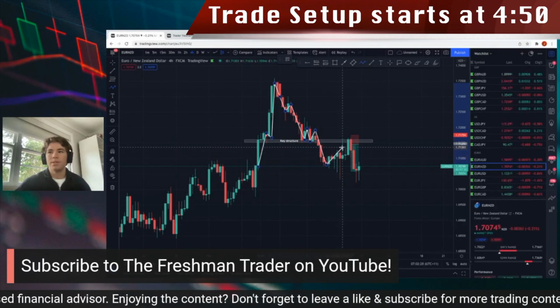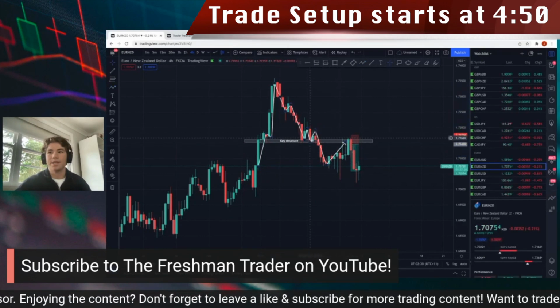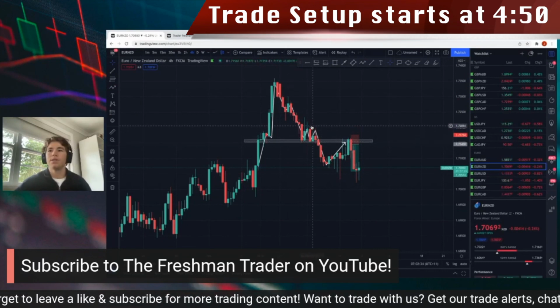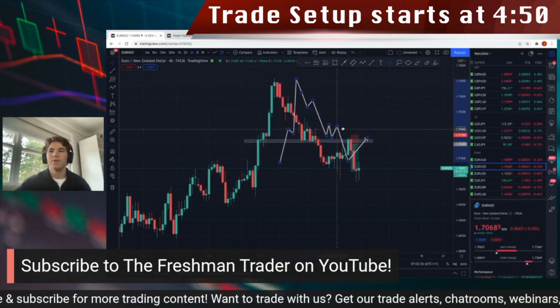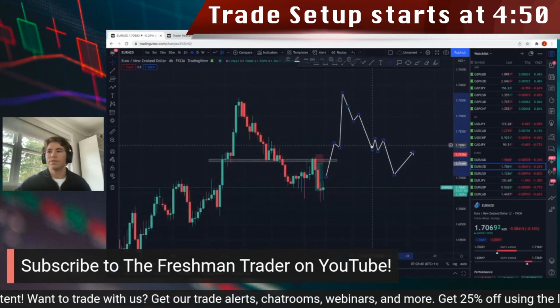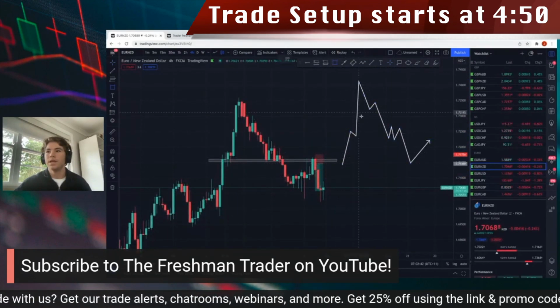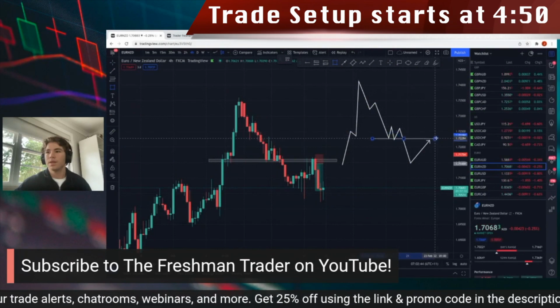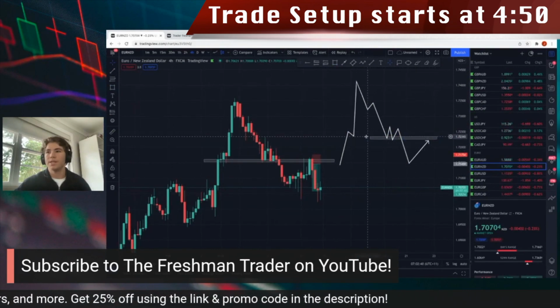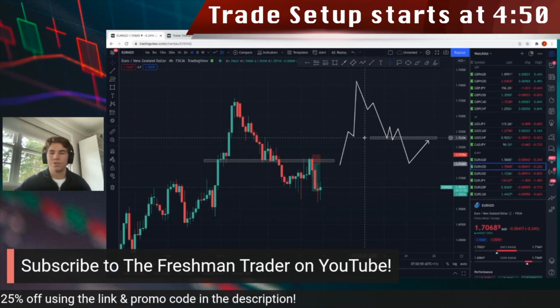Okay, and then what happens is we come back for a retest. So very simple structure. We simply just break the key level and come back. So I'll take this away so you guys can see the structure over here. Okay, so here's the key level just here. Very simple, not trying to do anything crazy, just trading the structures and the trend.